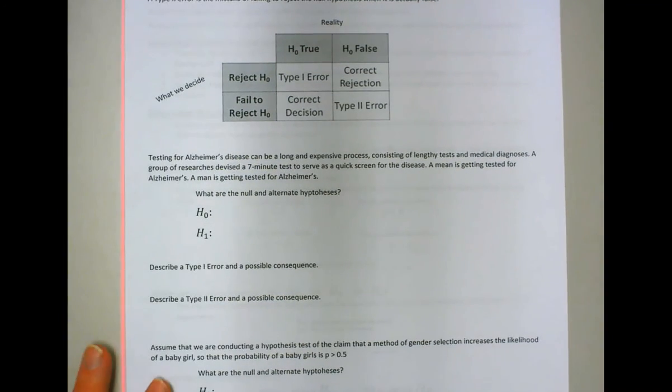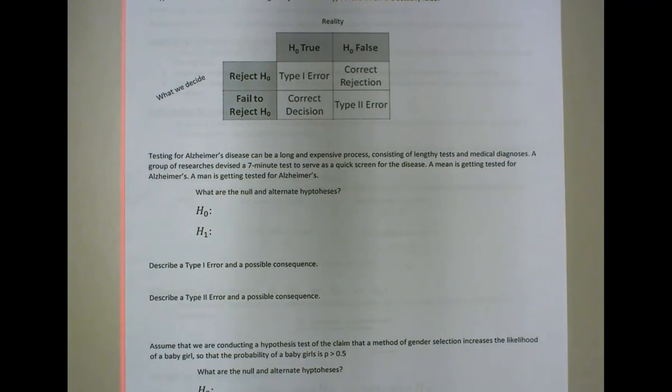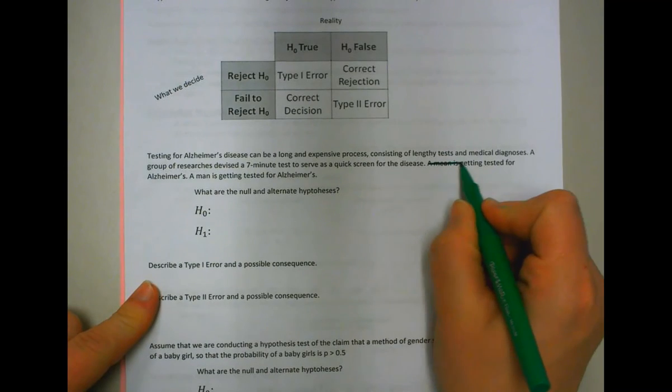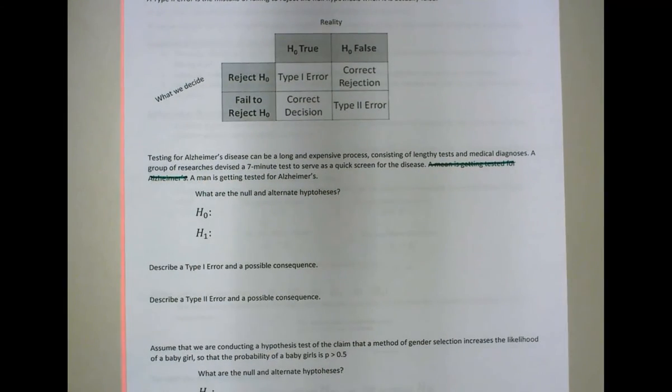Testing for Alzheimer's disease can be a long and expensive process consisting of lengthy testing and medical diagnoses. A group of researchers devised a 7-minute test to serve as a quick screen for the disease. A man is getting tested for Alzheimer's. A man is getting tested for Alzheimer's, and I'm not sure why it's repeated twice. That is just a typo on my part.